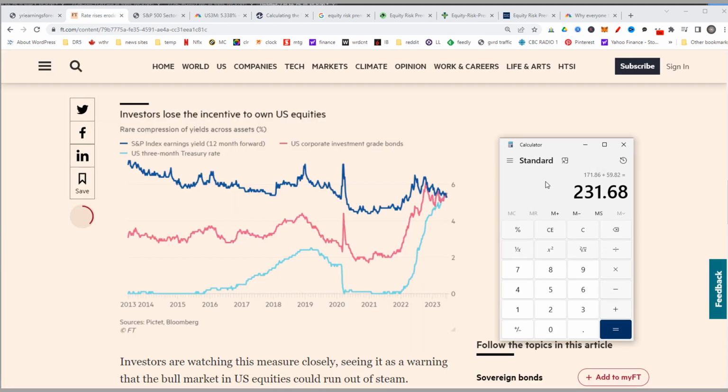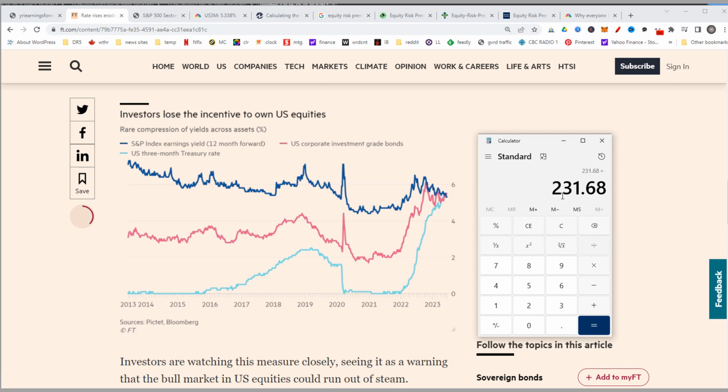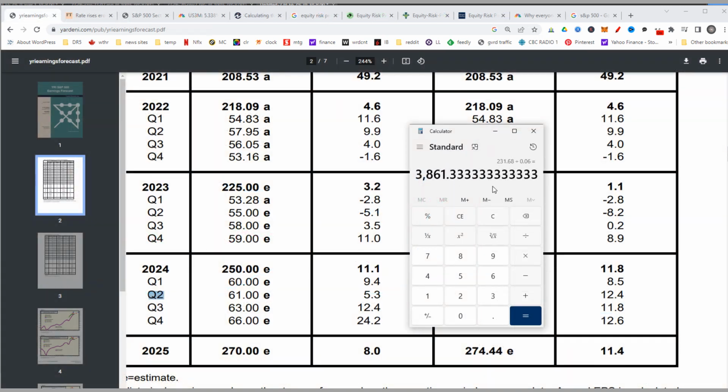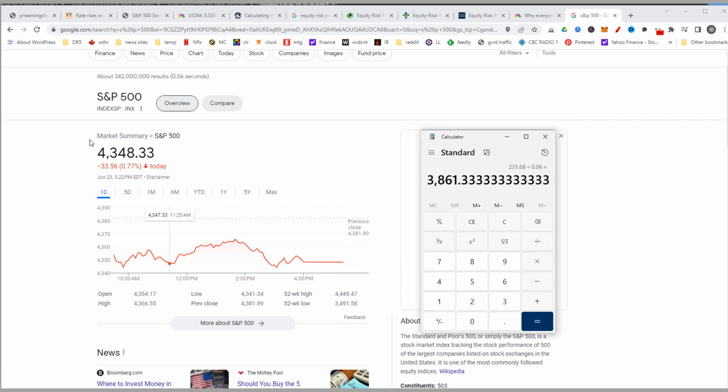And if we expect this to be a 6% earnings yield, then we divide this number by 6%, and we get 3861. And what is the S&P 500 at today? 4,348. So you can see there is quite a big difference between where the stock market is right now and where it should be if valuations were more in line with historical patterns.